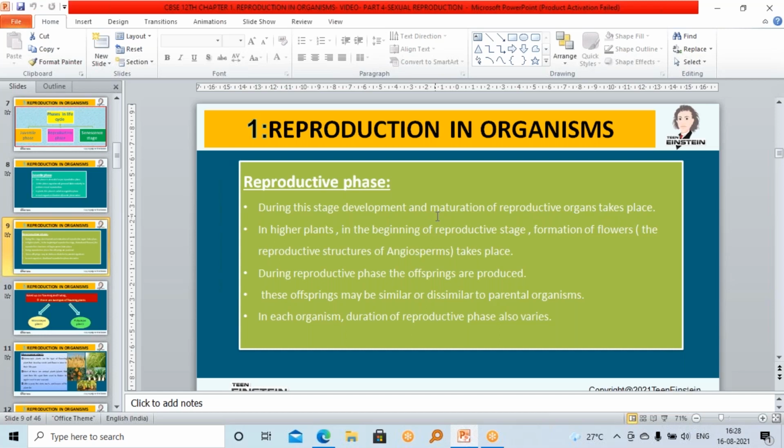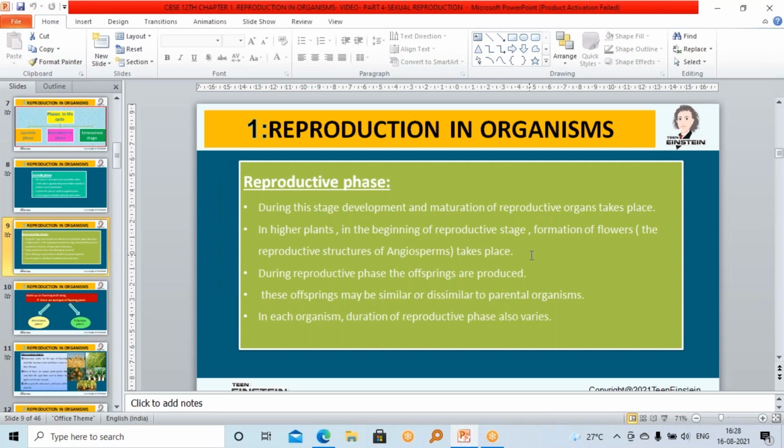So during the reproductive stage, there is development and maturation of reproductive organs, not the plant body. The plant body is developing and attaining maturity in the juvenile phase. After that, in the reproductive phase, reproductive organs are forming. So in the reproductive stage, development and maturation of the reproductive organs are taking place.